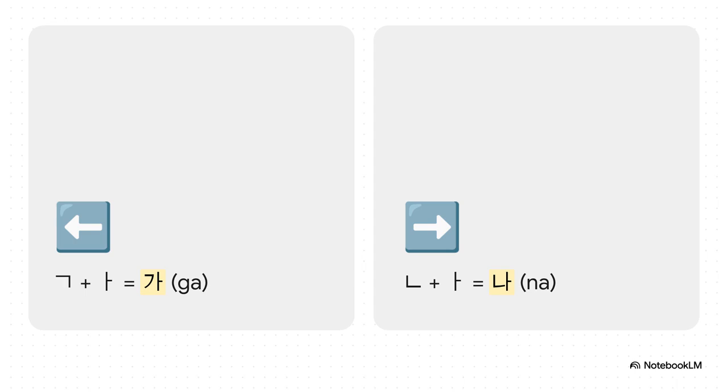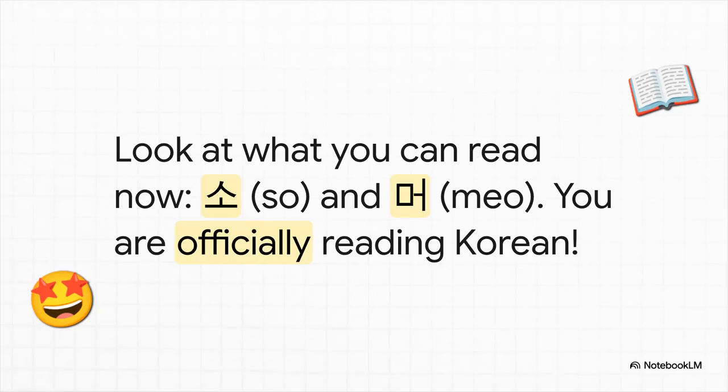Seriously. On the left, we have ga plus ah, ga. And on the right, we have our N sound plus that same ah vowel. So what does that make? Exactly. Na. Listen to the difference. Ga, na. You're actually reading. Let's keep that confidence going.